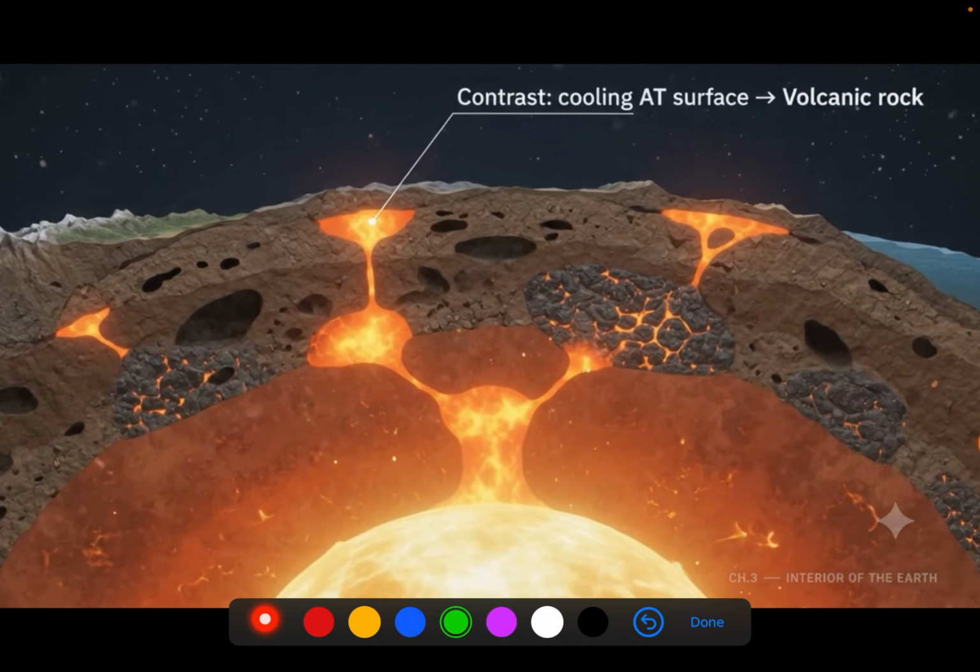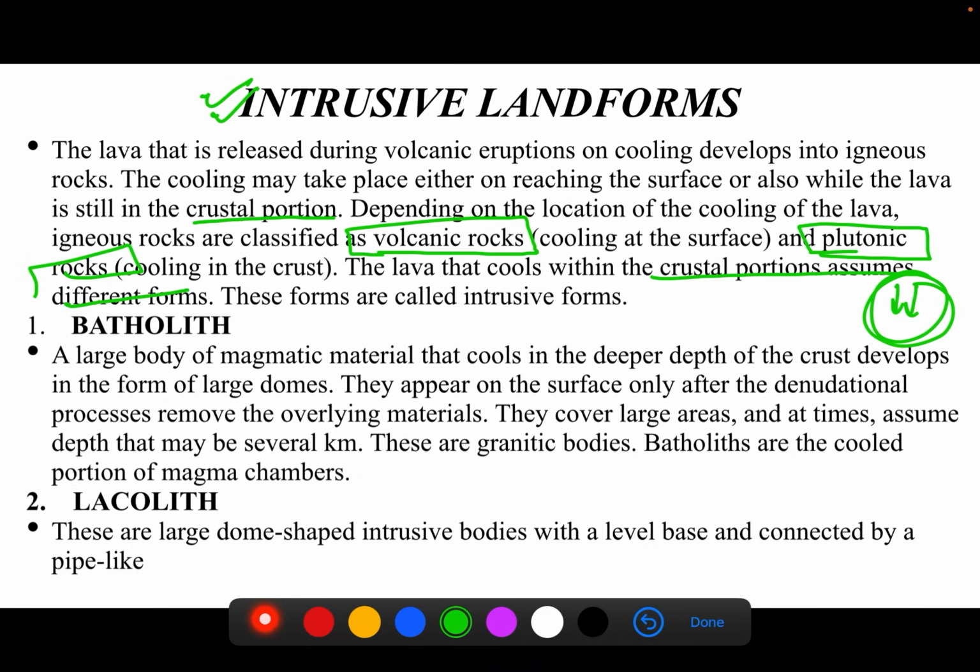Right, so we can see that lava, when it cools inside, it is called plutonic. When it reaches the earth and then it cools, it is called volcanic, right? Now, I hope this is clear to you.